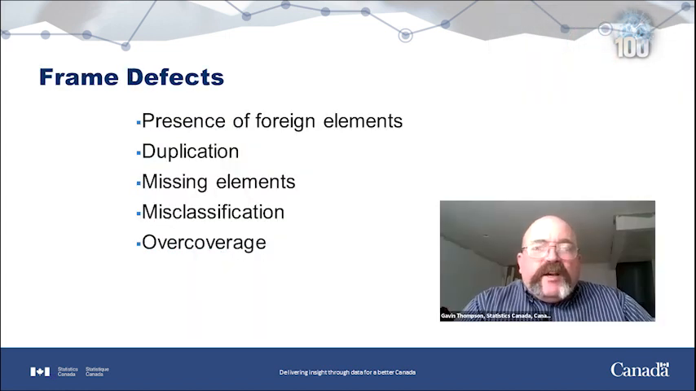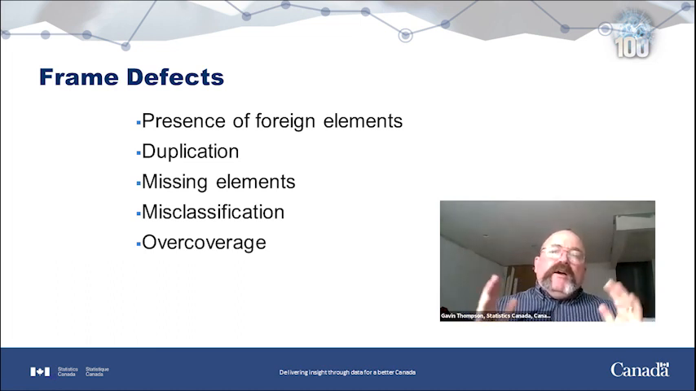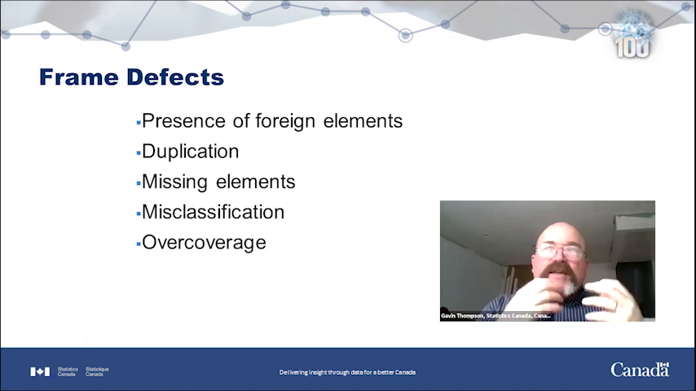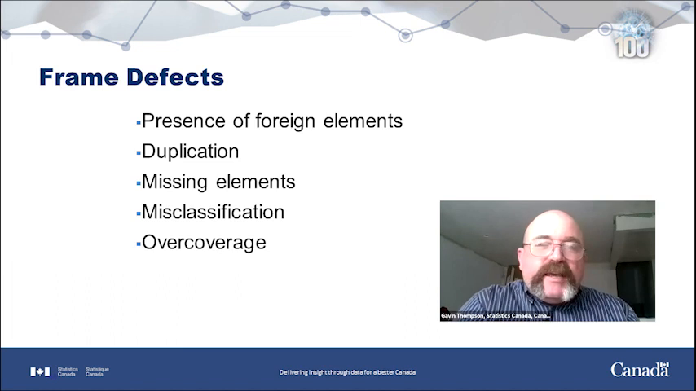Now, frame defects: presence of foreign elements, duplication, missing elements, misclassification, and overcoverage. I always love when I get to this line that says presence of foreign elements because it sounds like I have spies or something in my data set. Unfortunately, it's not. It means that I have, say, a list of all the privately occupied dwellings, and one of these households has been converted.